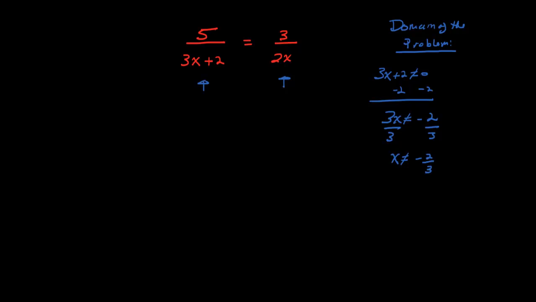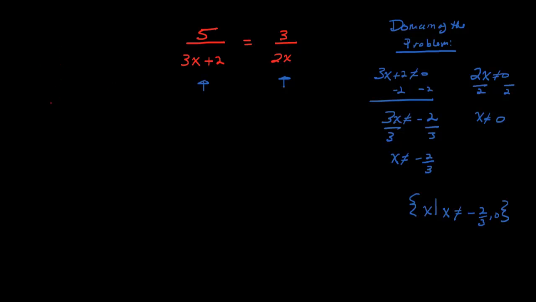So now we're going to do the same thing over here with our second term. We're going to set the value of 2x not equal to 0. And we divide both sides by a value of 2, and we get x cannot equal 0. 0 divided by 2 is 0. So the domain of our problem is x such that x cannot equal negative 2/3 and 0. So if we were to get either one of those or both as solutions, we must exclude that from our original domain. So now we have to find the LCD.